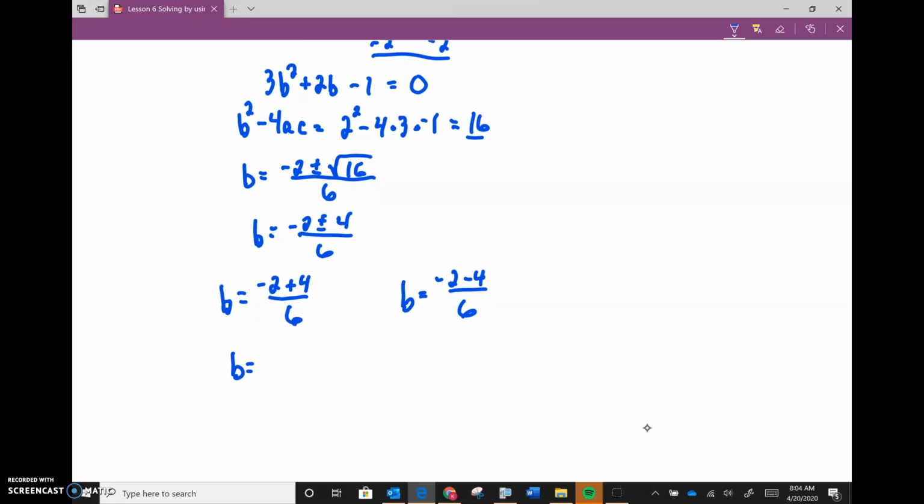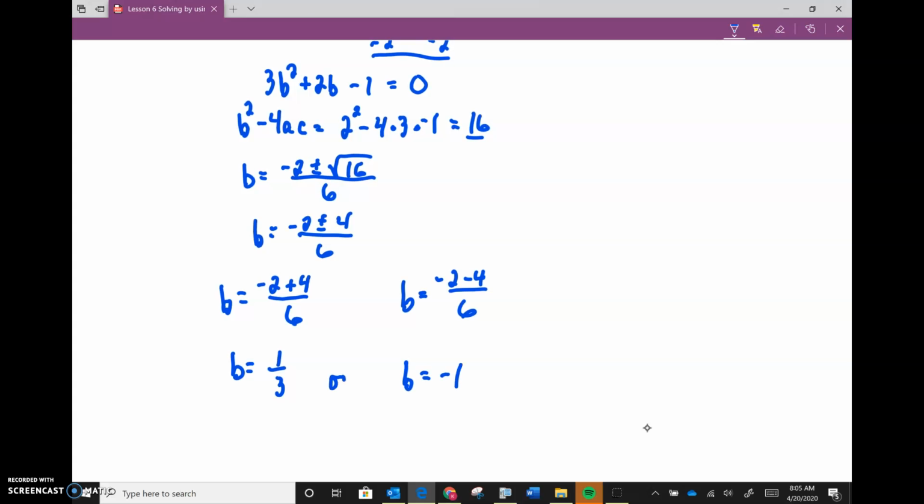So this one, if we do negative 2 plus 4, that's 2 over 6. Make sure 2 over 6 is in lowest form. 2 over 6 would simplify to 1/3. Then this one over here, negative 2 minus 4 is negative 6. And what's negative 6 over 6?